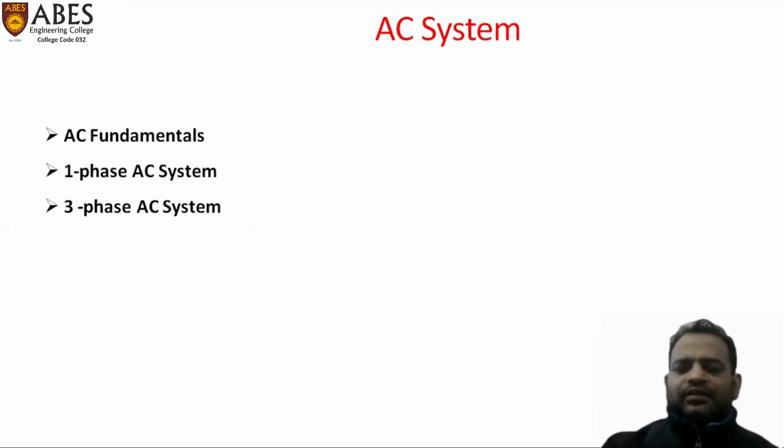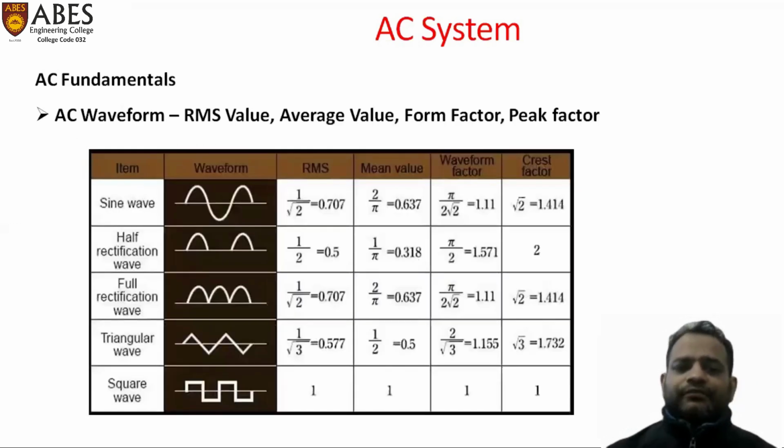In AC fundamentals, first of all, we discussed some waveform representations: sinusoidal waveform, half wave rectification, full wave rectification, triangular wave, and square wave. These are all alternating waveforms. Then we derived the RMS values, mean values, form factor and peak factor. These are the comparison sheets of these waveforms and their corresponding values.